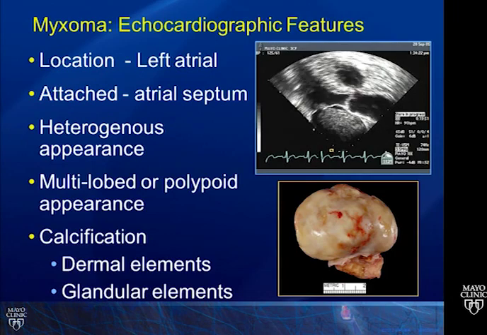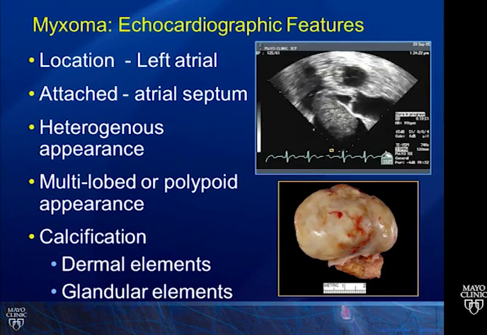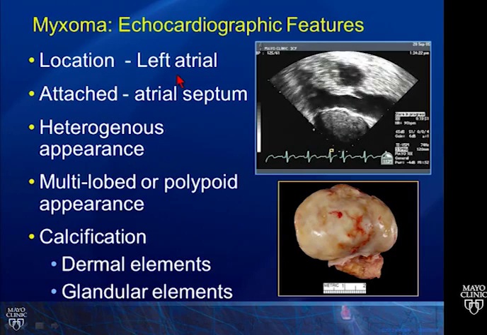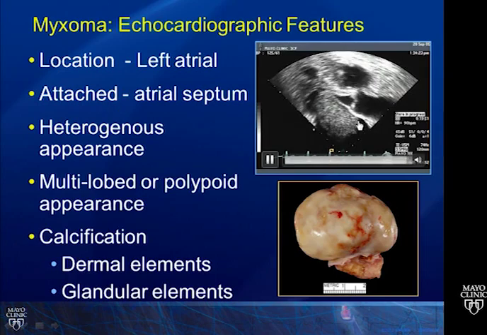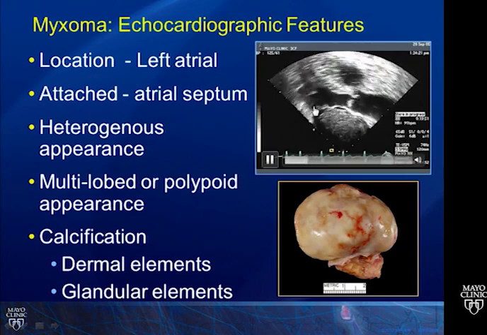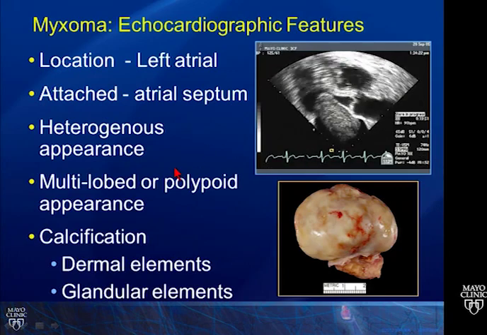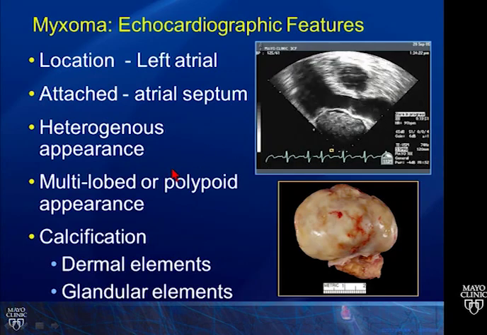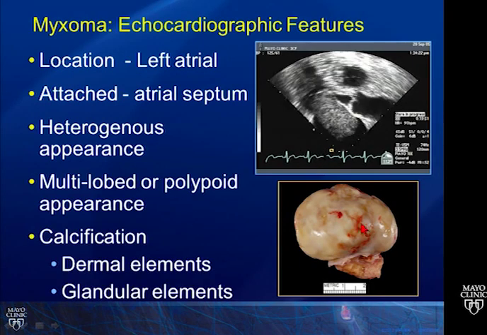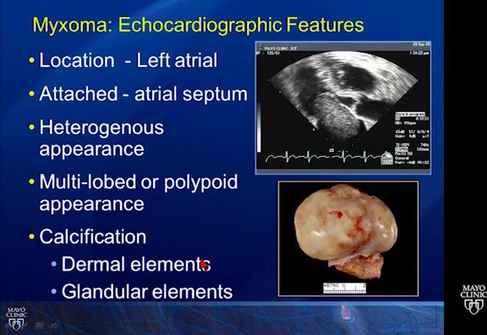On echo boards, they'll probably test your range of knowledge about myxomas, but they're usually an atrial structure, left atrium much more common than right atrium. They tend to be attached to the atrial septum, as you can see in this example here. They do have this heterogeneous appearance. This one's more homogeneous, but depending on what other components are in these interesting tumors, they can be multi-lobed or polypoid, or they can be smooth like this particular myxoma was here.